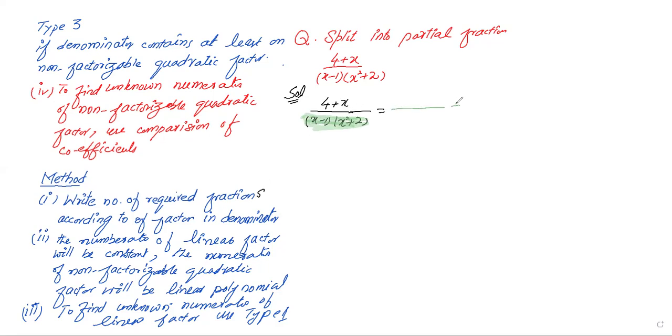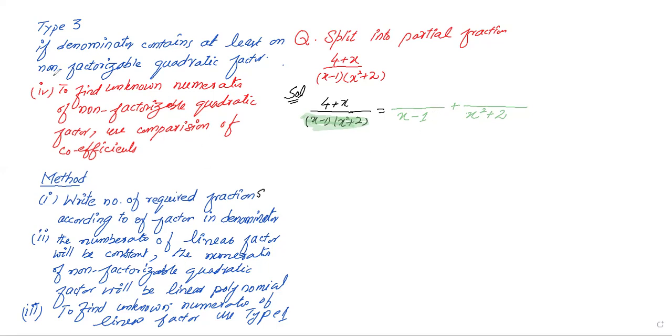Between the fractions, you always have to put the plus sign. In the first fraction, you have to write the first factor, as I already explained, applying the type 1, type 2 method. And the second factor, you have to write under the second fraction. Now, what will you get? As I said, write the number of required fractions according to the number of factors. In the denominator, there are two factors, so there must be two required fractions.